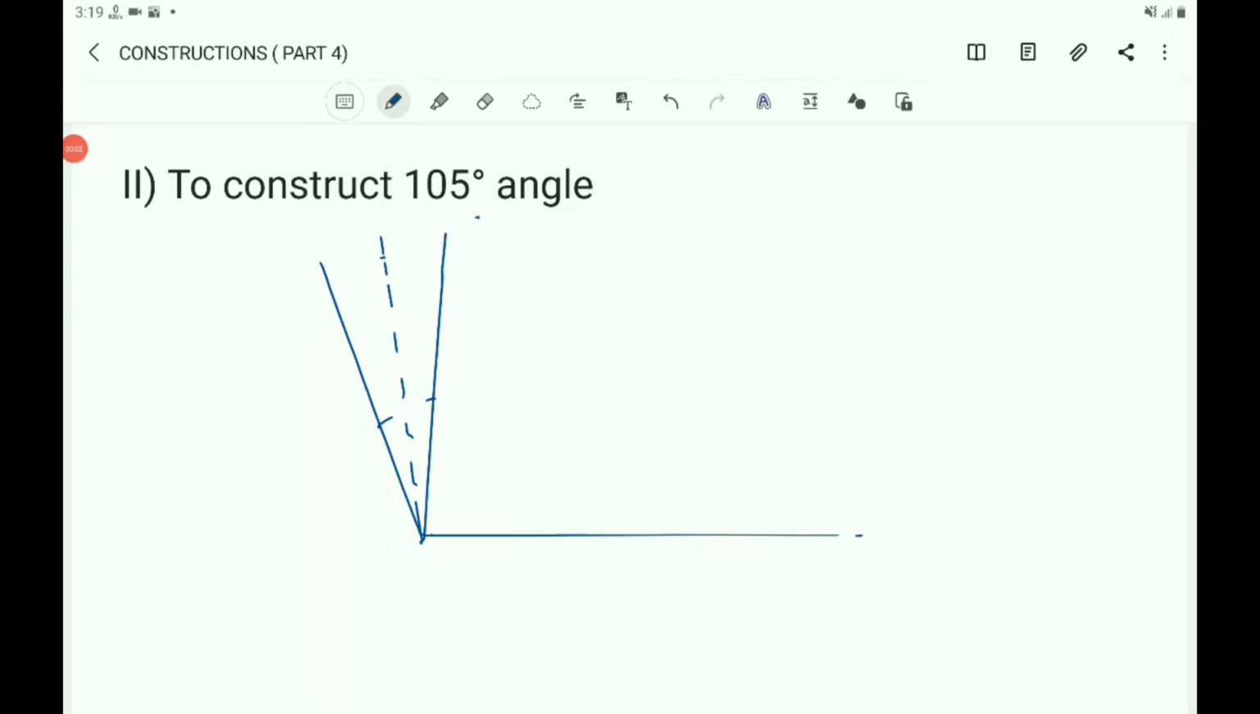Now children, let us construct a 105-degree angle. You know that 105 degrees equals 90 degrees plus 15 degrees. Here you must construct a 90-degree angle and a 120-degree angle. And between 180 degrees and 150 degrees there is a 30-degree angle. If that 30-degree angle is divided into two equal parts, you will get 15-degree angles.